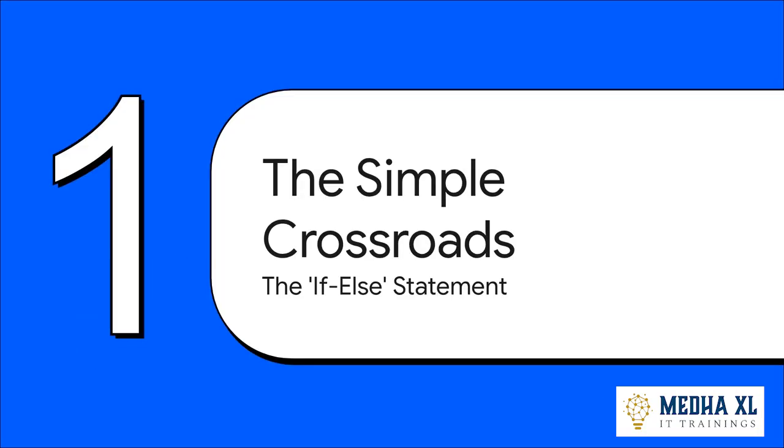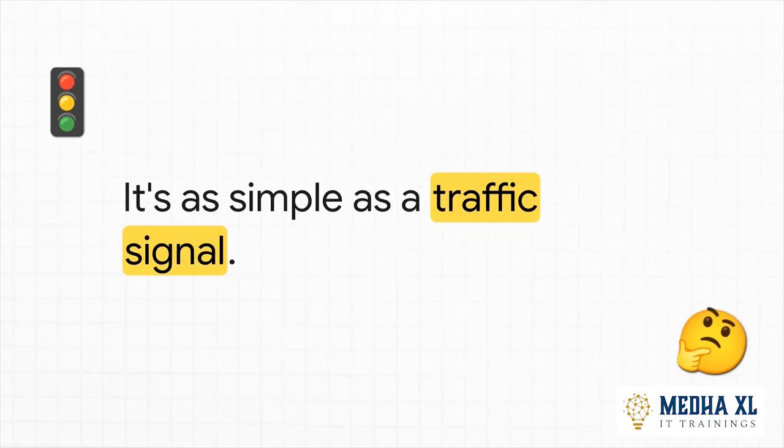All right, so where do we begin? Let's start with the most basic, most fundamental decision a program can make, a simple fork in the road. And for that, we use the if-else statement. The easiest way to wrap your head around this is with something you do every single day, pulling up to a traffic light. Your decision is totally binary. It's one of two things. You either stop or you go.